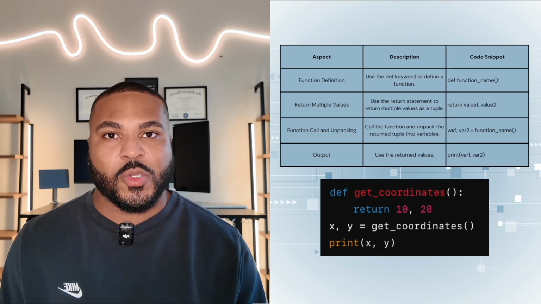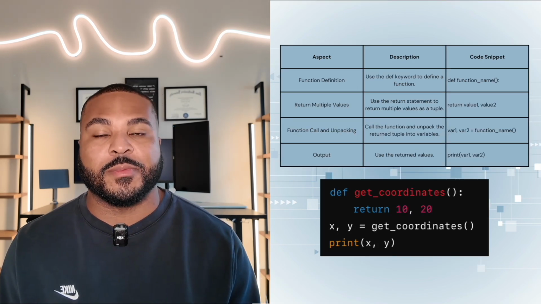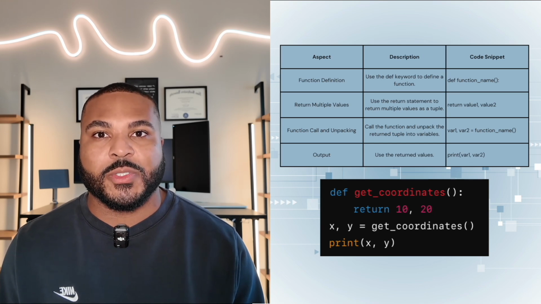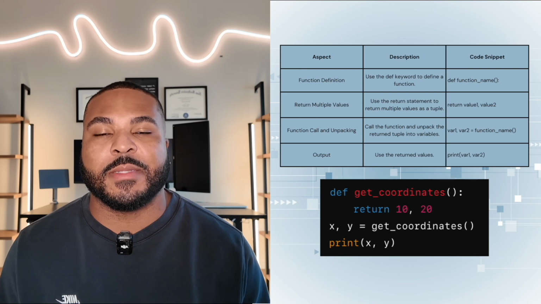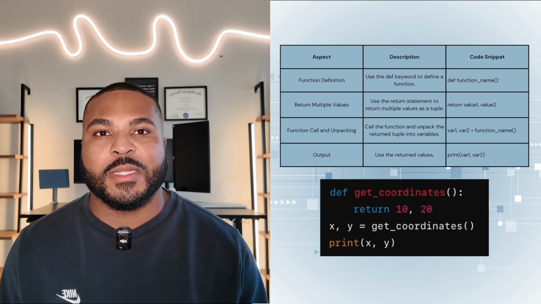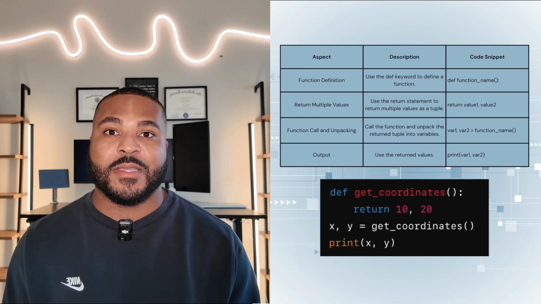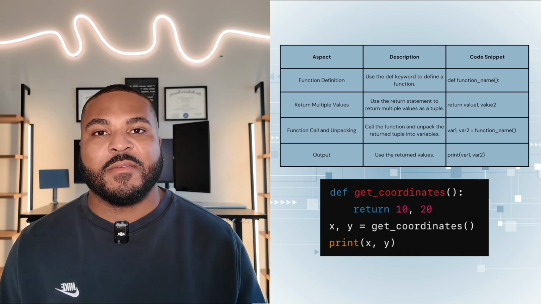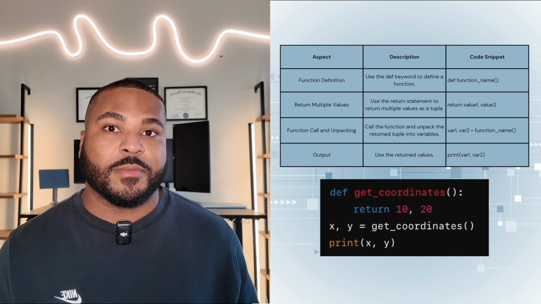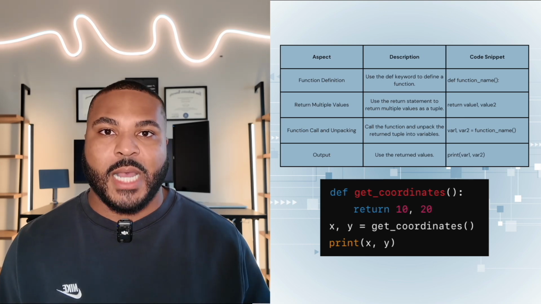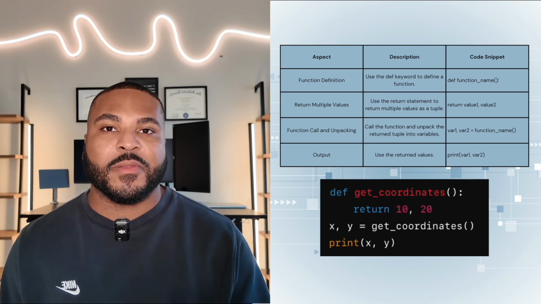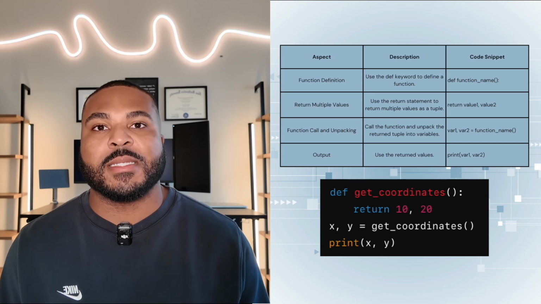So in Python, a tuple is a collection of values that are grouped together. So by using tuples, we can return multiple values from a function in a single return statement. So let's break down the components of a function that returns multiple values using tuples. Inside the function, we use the return keyword, followed by the values we want to send back, separated by commas, of course. And you may be wondering, how are the values returned? Well, they're returned as a tuple.